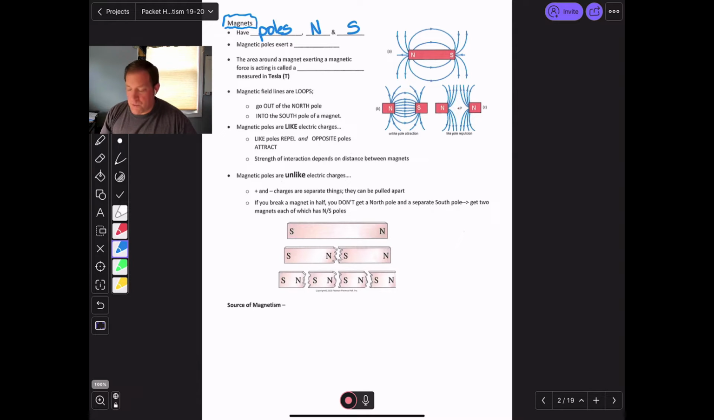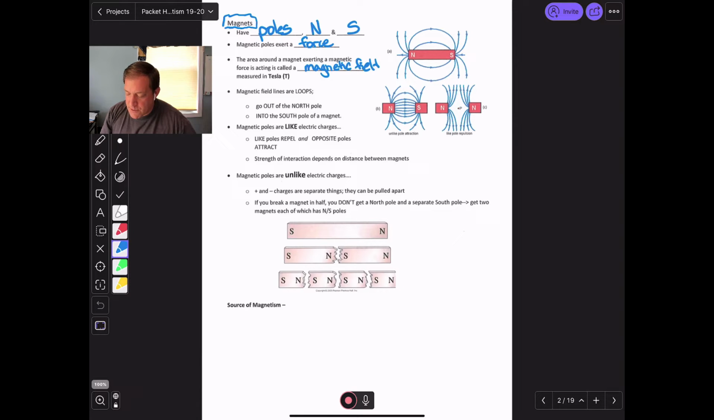Now, magnetic poles exert force on other magnetic materials. They do this by creating a magnetic field. We've heard about this before with electricity and static electricity in particular. We heard that charges make an electric field. Well, there is the ability to create force in a magnetic field.